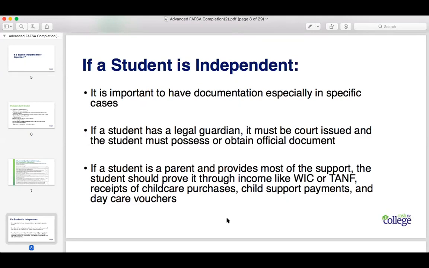But the students can request a professional judgment, and then the school would require additional documentation.